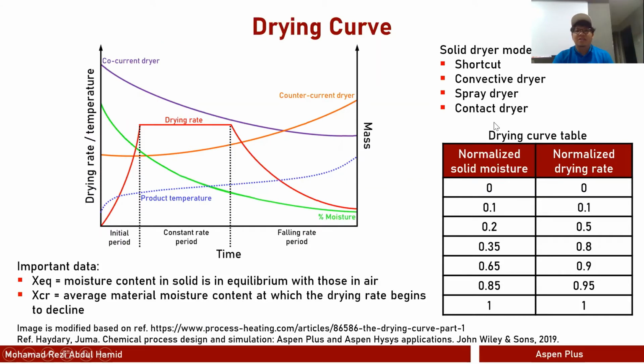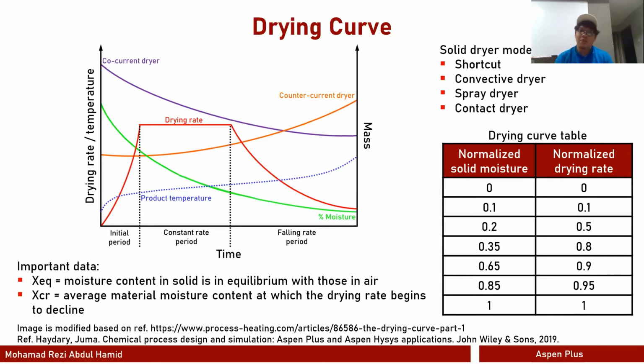And finally, this is our drying curve table that we need to input in our Aspen Plus. As you can see here, we have two columns in this table. The first column is the normalized solid moisture. The second column is the normalized drying rate. And obviously, this table is unitless.